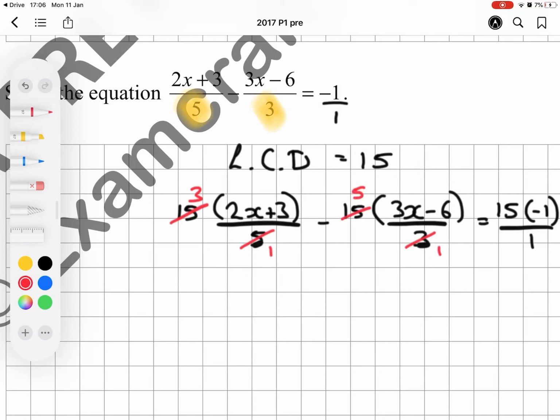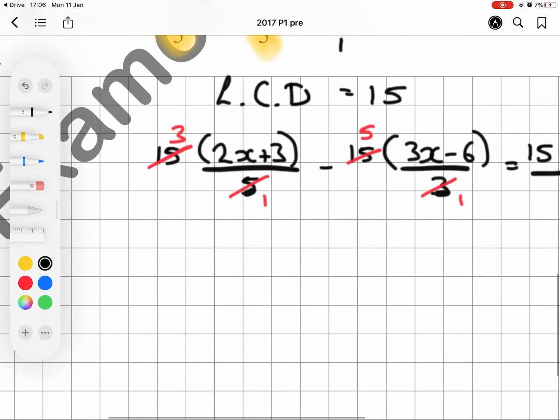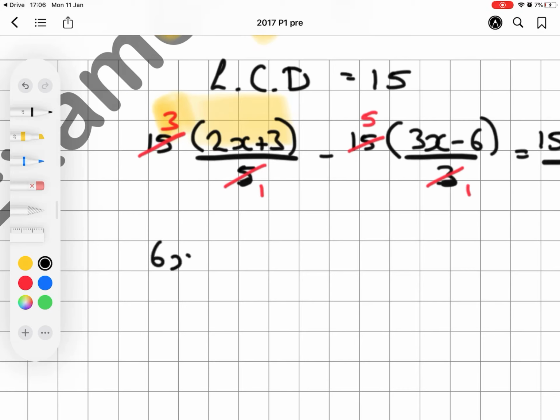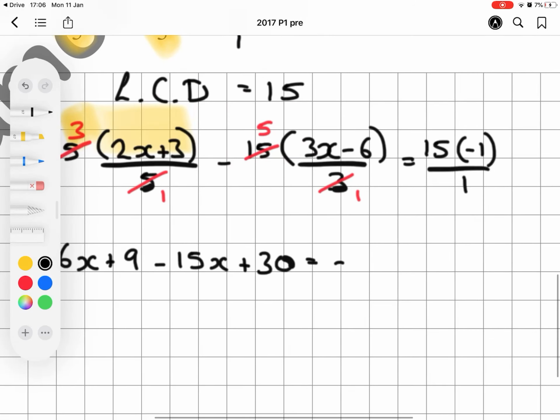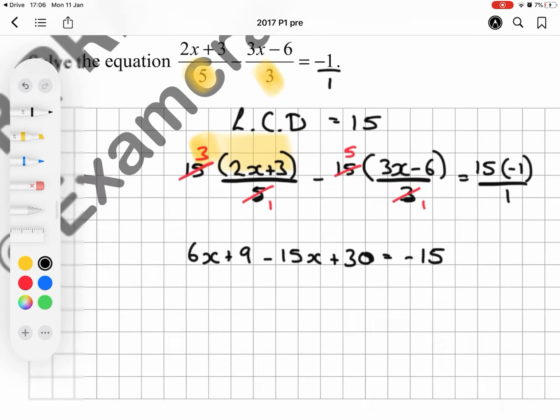So that was the whole point of multiplying everything by my lowest common denominator, is that it will cancel out these. So as I'm going along, 3 divides into 15 and leaves 5. 5 divides into 15 and leaves 3. And 1 doesn't do anything. So now I can write this as one neat line, and it will be 3 times everything in here, which would leave me with 6x plus 9, minus 5 times everything there would leave me with minus 15x plus 30, is equal to 15 times minus 1, which is just minus 15.